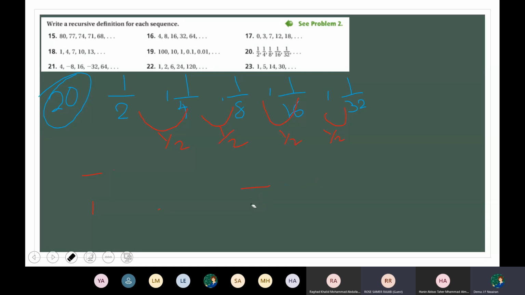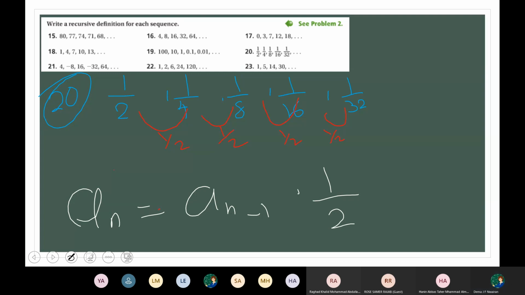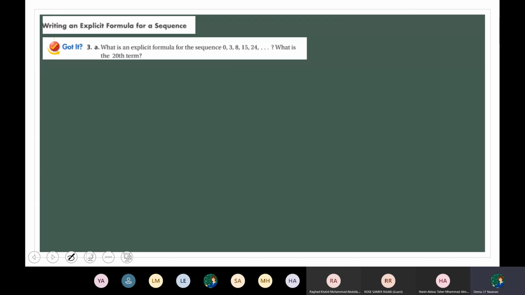Yeah, so the previous term multiplied by 1 over 2, I will get the next term. This is how to find the recursive formula. Now, let's go to find an explicit formula, which is harder than the recursive.